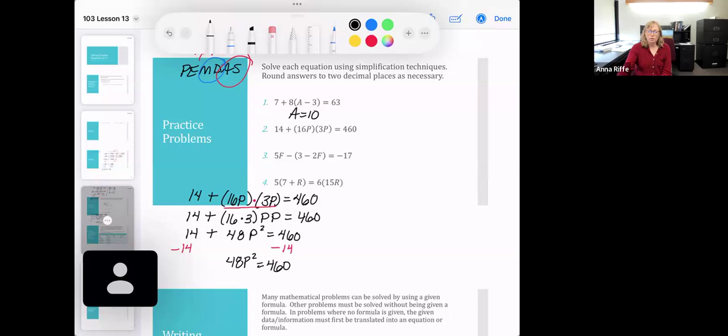And then I can move on to multiplication and division. Before I deal with that exponent, because exponents come after multiplication and division here, I am going to undo the multiplication. I'm going to divide by 48. Thank you very much, you're correct. It is 446. Forgot to do the subtraction.